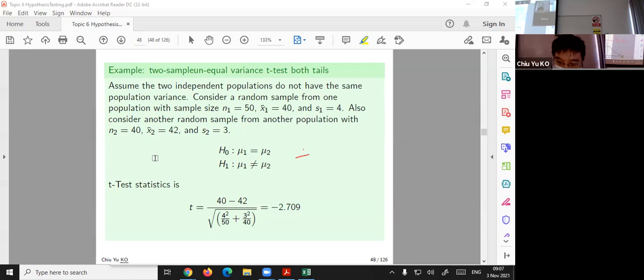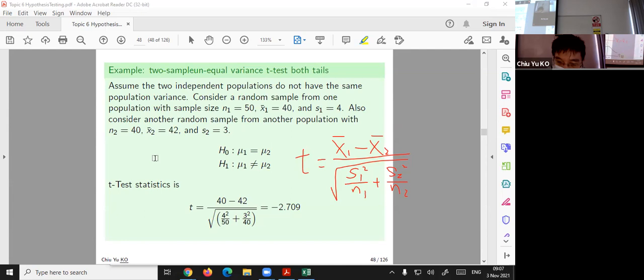Under the null, the t-stat will be x1 bar minus x2 bar, over the square root of s1 squared over n1 plus s2 squared over n2. So basically just plug in the numbers: 40 minus 42, negative 2, over 4 squared over 50 plus 3 squared over 40. There's nothing deep here. What you get is negative 2.709. So that's very easy.